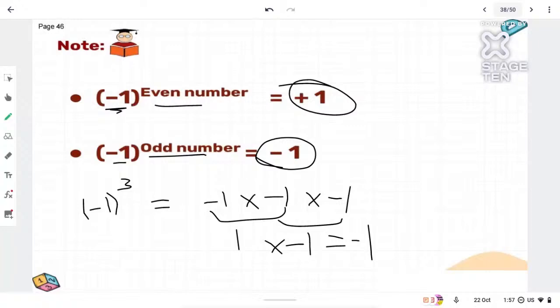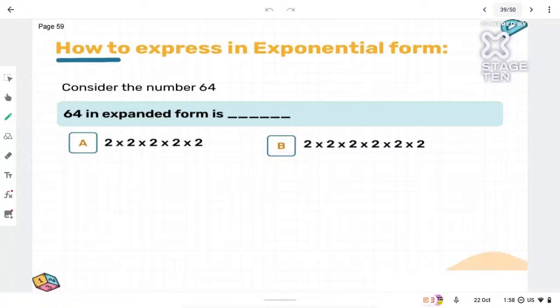Okay, clear everyone? Just remember this simple rule and you will be all set. Yes, we can use the associative property, you can use that also, but just remember this way: a negative number raised to an even number is positive, a negative raised to an odd number is negative. And for positive, you already know it will be positive only.